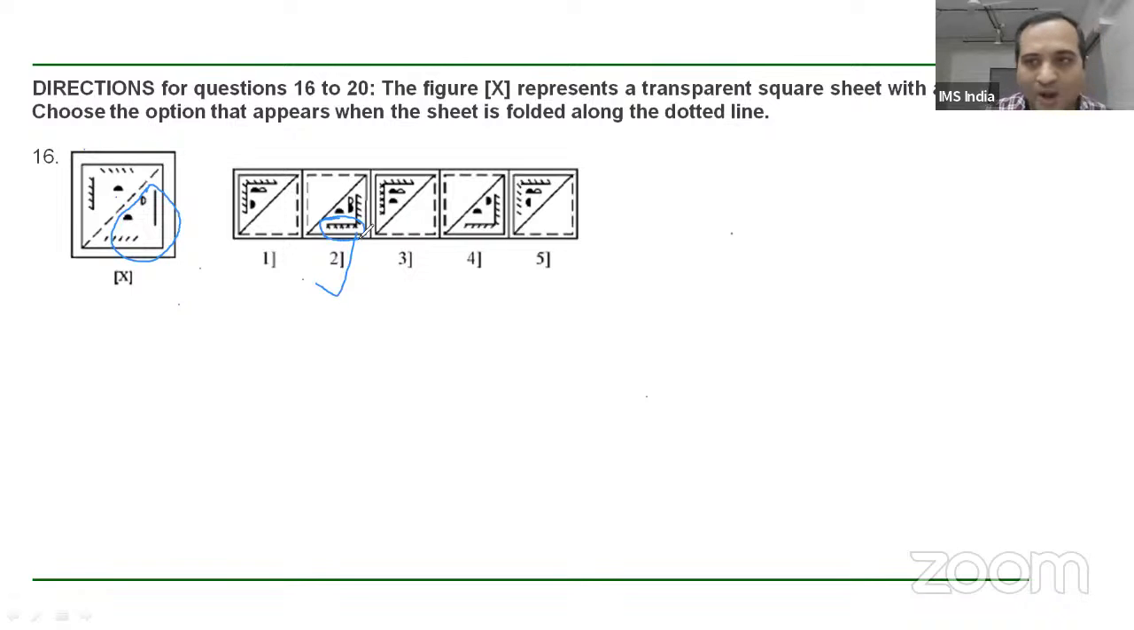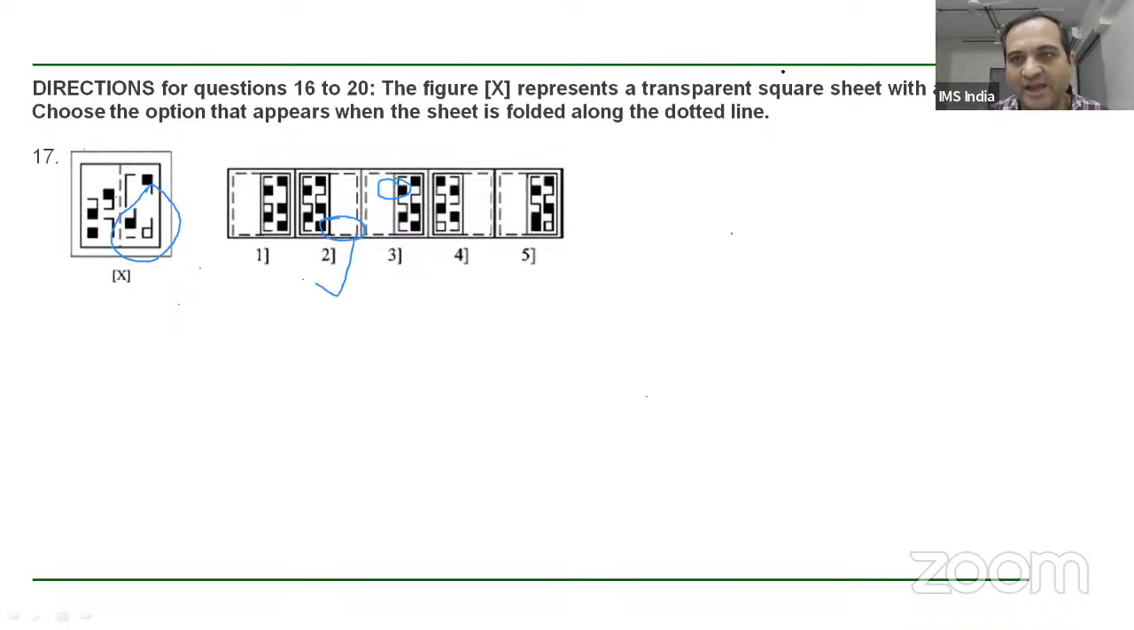So for those who are getting option three as the answer, look at this B shape. If the paper is folded upwards, the shaded part will be on the right hand side and the unshaded part will go on the left side. If it is shaded upwards, okay? Come on, let's look at the next question.